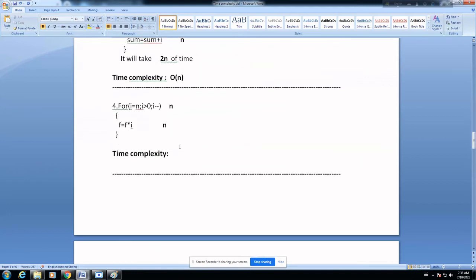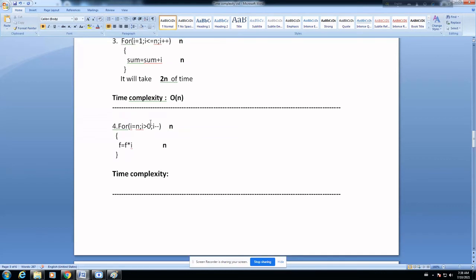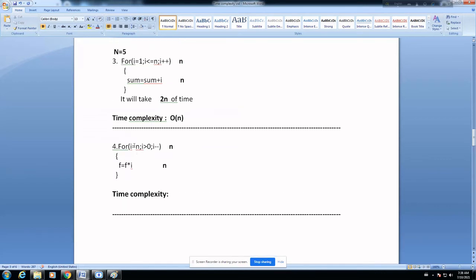Go for the next example, example number 4. Here is the same program in a different way, a factorial of numbers. Just the loop is backward. That means I equal to n, I greater than 0, I minus minus, so f equal to f into I. Again, how many times is this loop executed? This one is executed n times, or n plus 1 times. Now this one is executed n times. So what is the time complexity? Again n, that is order of n.